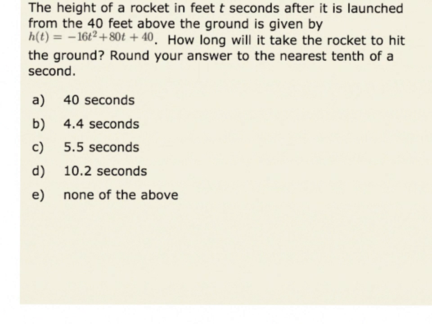Well, since h of t represents the height of the rocket above the ground, when it hits the ground, h of t is equal to 0. Therefore, I want to solve the equation 0 is equal to negative 16t squared plus 80t plus 40.